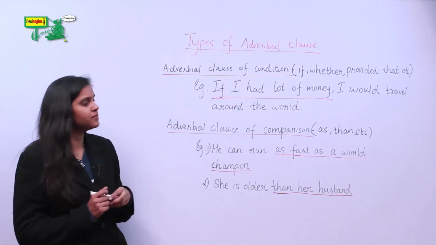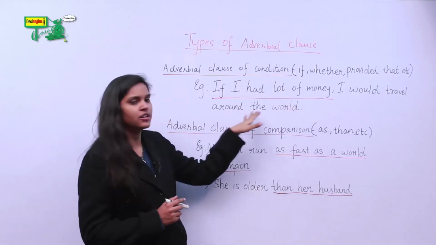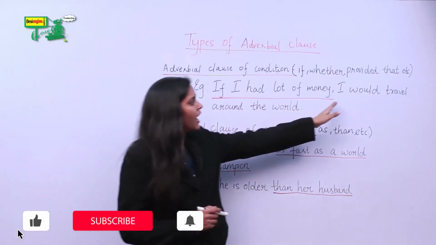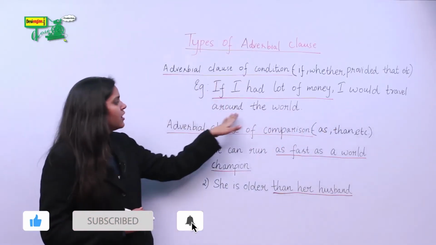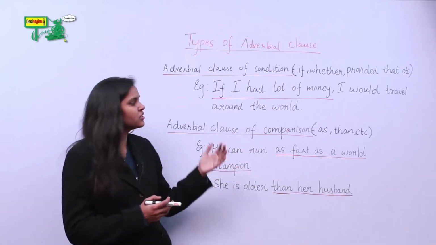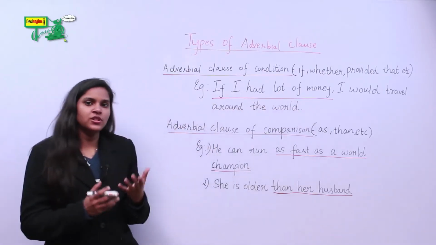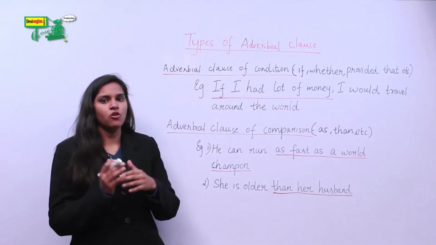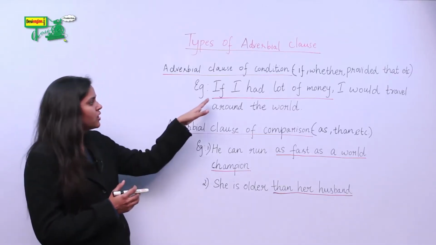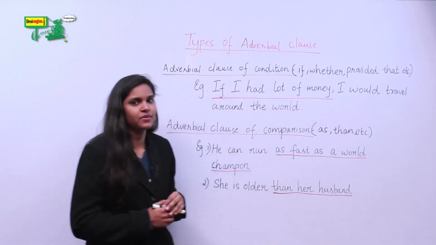Let's take an example. If I had a lot of money, I would travel around the world. In this sentence, our main clause is I would travel around the world. This answers to the condition if I had a lot of money. What this means is the main clause will occur under the condition of if I had a lot of money.